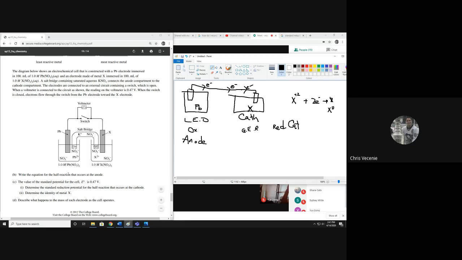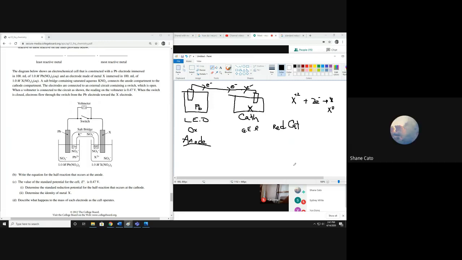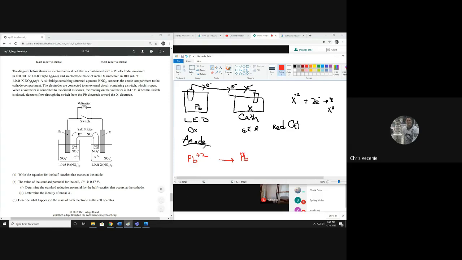All right. So the question says, write the equation for the half reaction that occurs at the anode. So we know who the anode is. Now it's just about picking the right stuff there. All right, Shane, what substances are at the anode? The NO3 negative and the Pb plus 2. So you have the Pb plus 2, and you have NO3 negatives in there. And don't forget, who's the metal? The Pb. So the NO3 you don't really care about. He's just floating around. So we would be focusing on that half reaction.